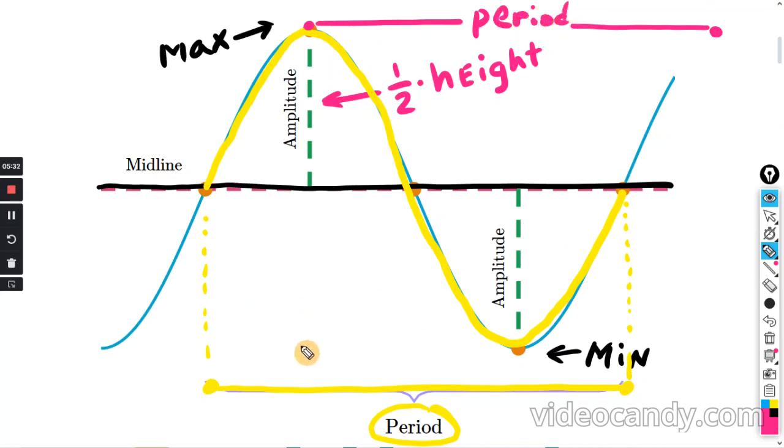You can also go minimum to minimum. If this sine wave kept going, the minimum would be about right here. Here is the other minimum, and the period would be the distance from minimum to minimum. All right, so the period is just one cycle of the sine or cosine wave. It's the horizontal distance. The amplitude is half the height, and the midline is the line exactly in between the maximum and the minimum.